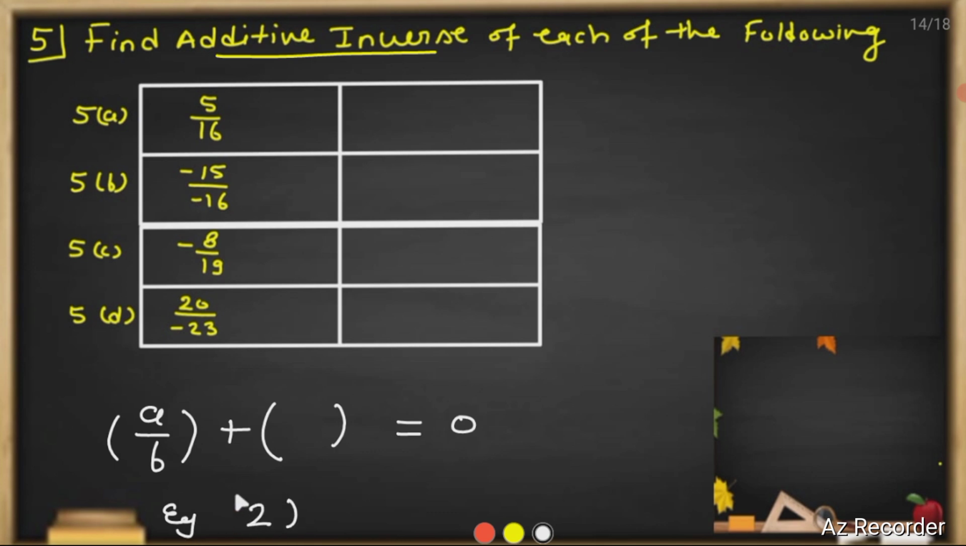If I have 2, what number do I have to add to it so that the sum becomes 0? So I will add negative 2. Obviously, for a upon b, I will add negative a upon b. So what is the additive inverse of a upon b? That will be negative a upon b.